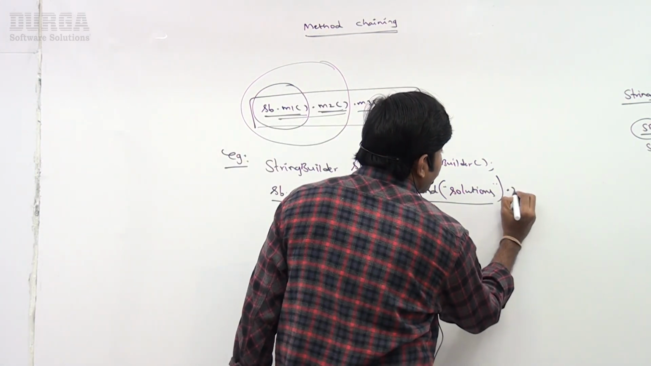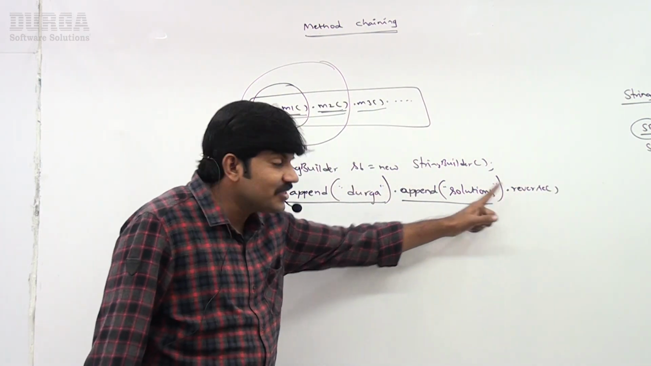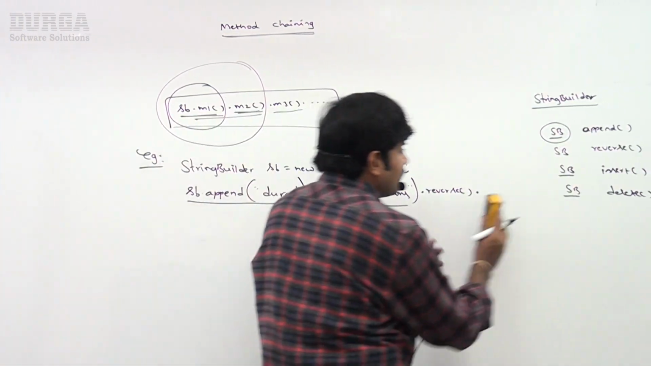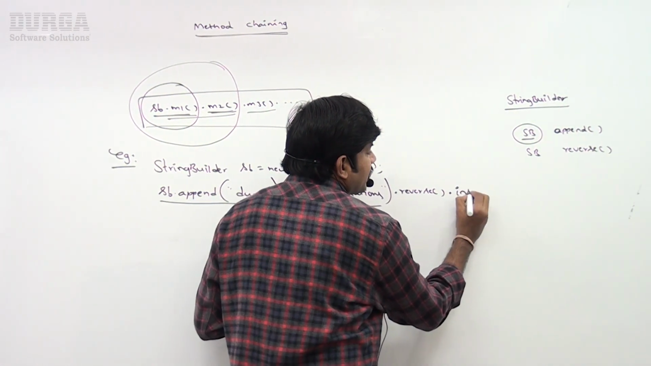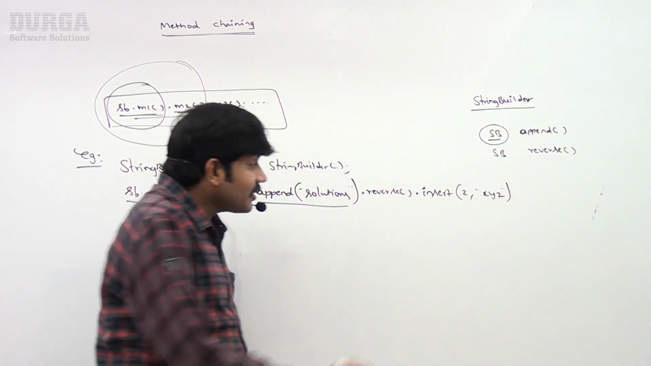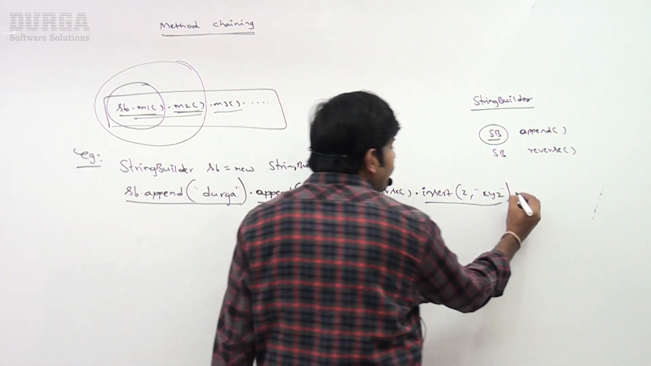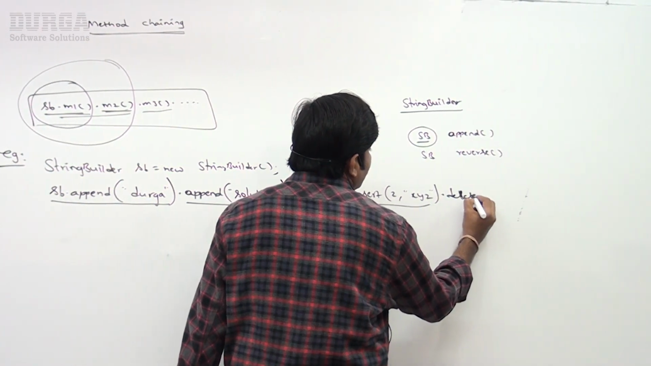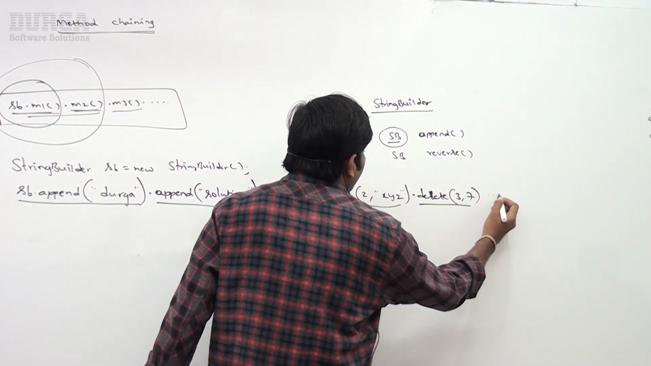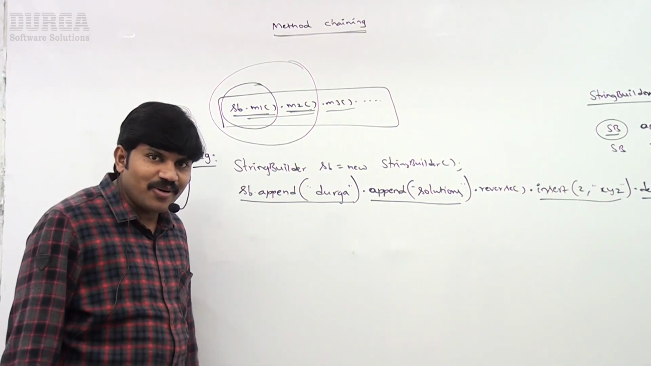Now I am taking the reverse method. The return type of the reverse method is StringBuilder only. That's why on that I want to call the insert method: insert(2, "xyz"). What is the return type of the insert method? StringBuilder only. On that again I want to call delete(3, 7). Sir, you can take 1 kilometer length method calls also, no problem at all.